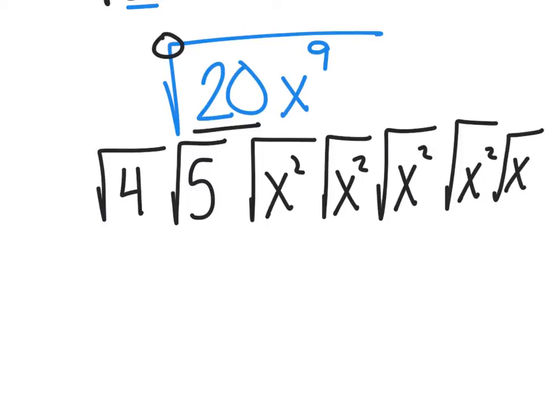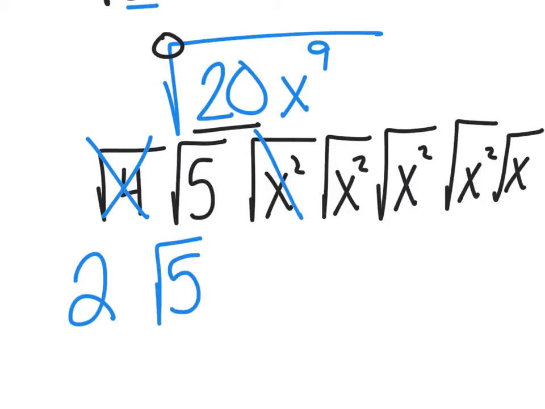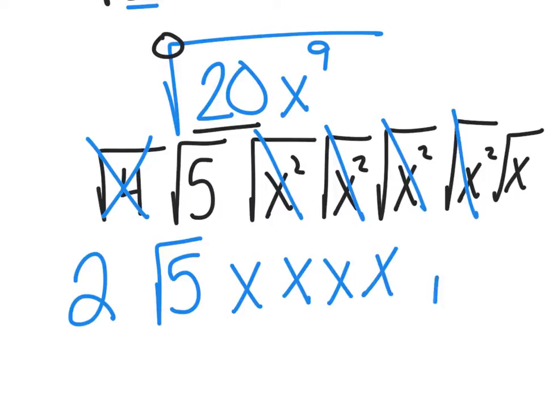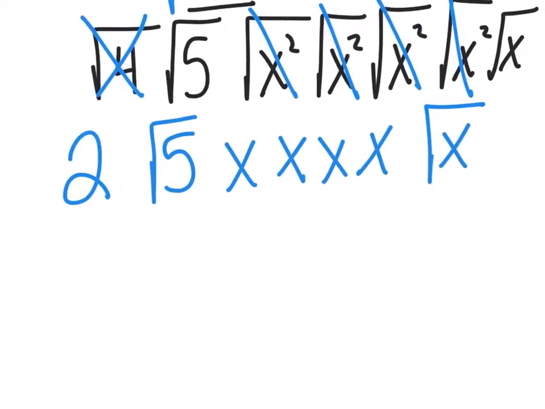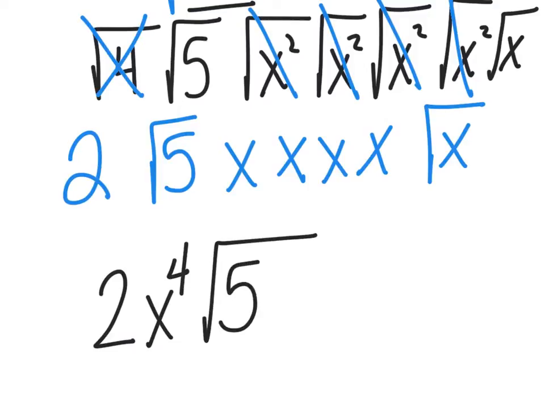And now I'll just go through and say, okay, the square root of 4 is the number 2. I'm going to leave the radical 5. Each x squared became an x. This can't get broken down, so I'm going to leave radical x. Now remember, you just multiply the terms outside and the terms inside together. So I have 2x to the 4th radical 5x.